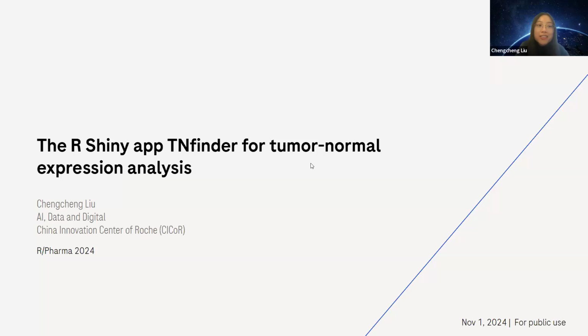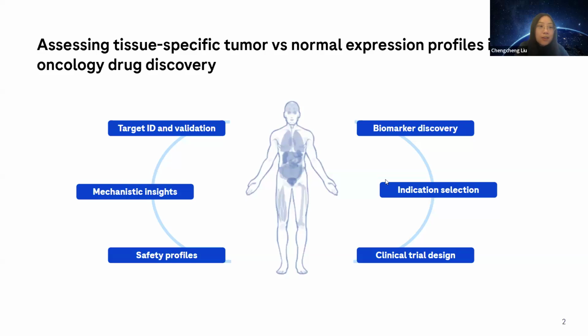It's my great pleasure to introduce an R Shiny App we developed for tumor-normal expression analysis. I don't know how many of our audience are from early R&D, but I guess we will all agree that tissue-specific expression profile is really critical in cancer drug discovery. We need it for target ID and validation, for biological insights, safety profiles, biomarkers, and indications, and the design of clinical trials.